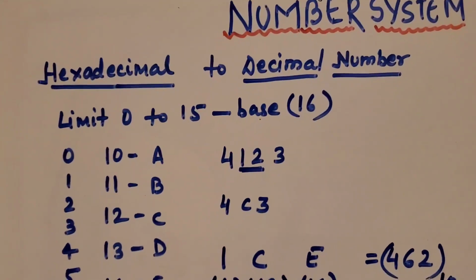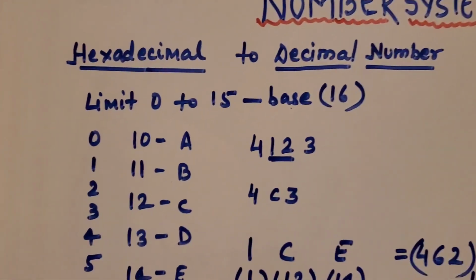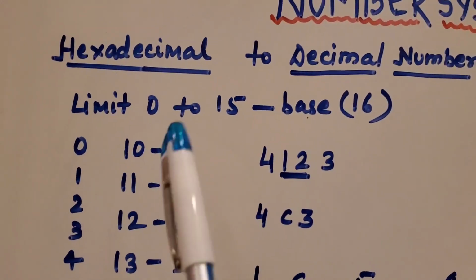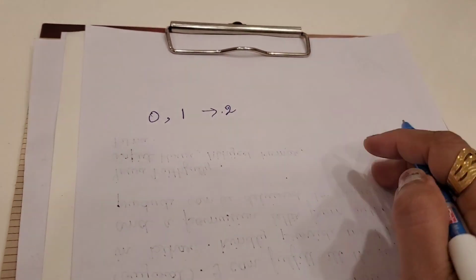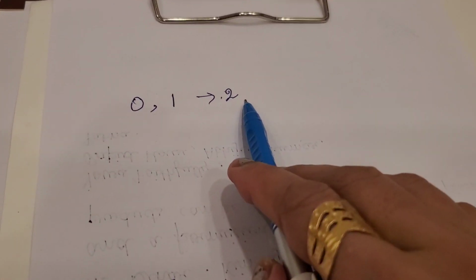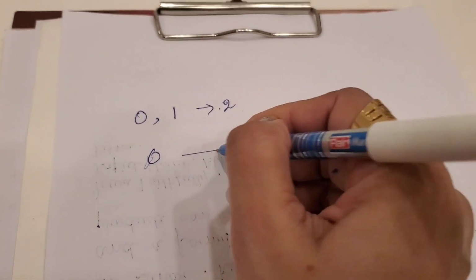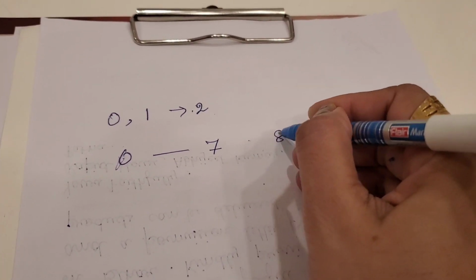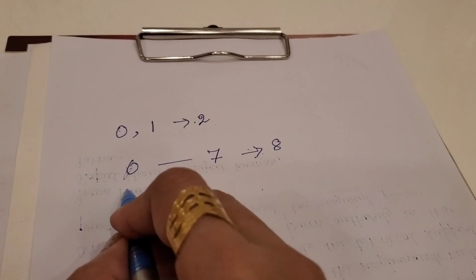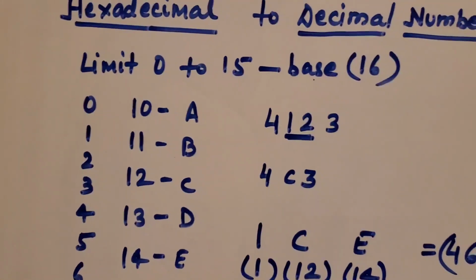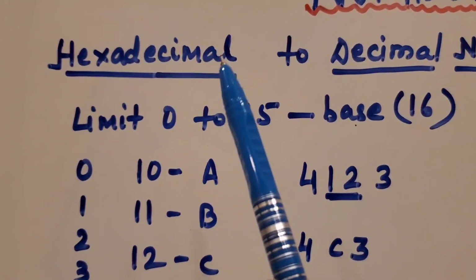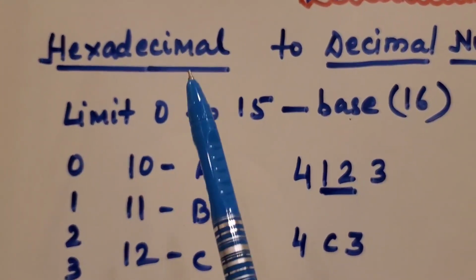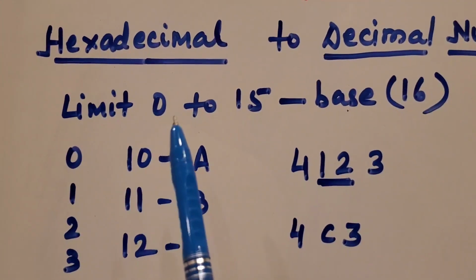Before starting this conversion, I would like to make you remember what I told you last time. The limit of a binary number is 0 and 1, and the base is 2, so we have only 2 digits. When we write about octal number, we have 0 to 7, so the total base is 8. Similarly, for hexadecimal, the limit is 0 to 15. Hex means 6 and decimal means 10, so it becomes total 16. So the limit of the hexadecimal is 0 to 15.